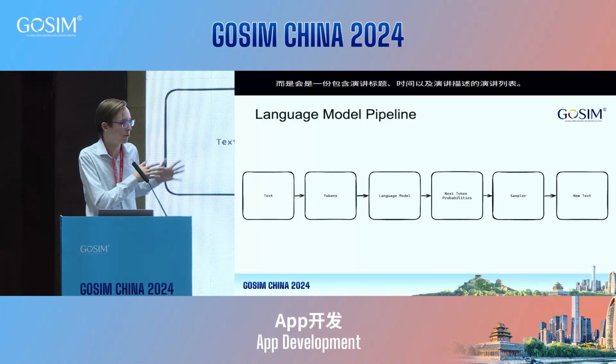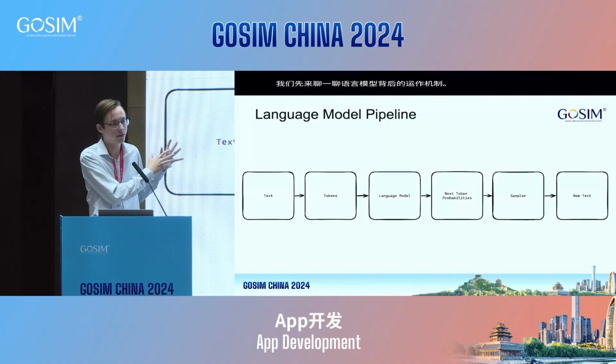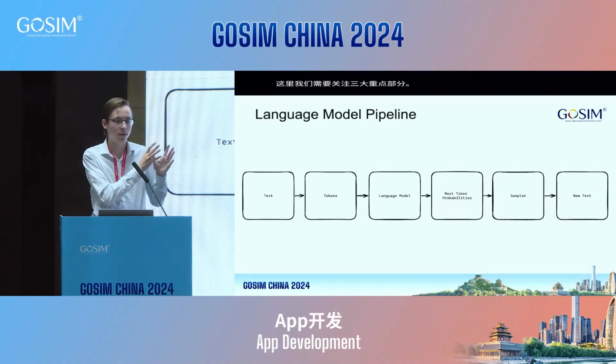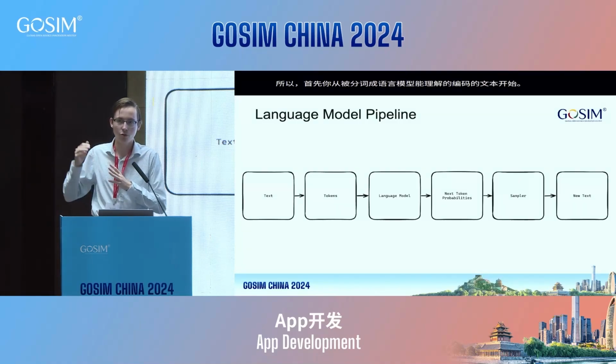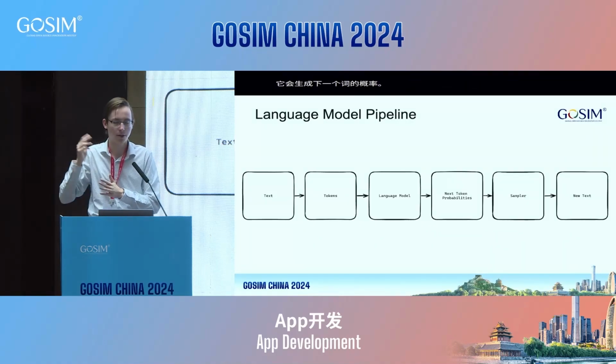So here's the general language model pipeline. There are 3 large sections we need to focus on here. First, you start with some text. That gets tokenized into an encoding that the language model understands. The language model runs. It generates next token probabilities. And then the sampler runs to choose from those token probabilities, which is then added to the text. And you repeat the process until you get as much text as you need.